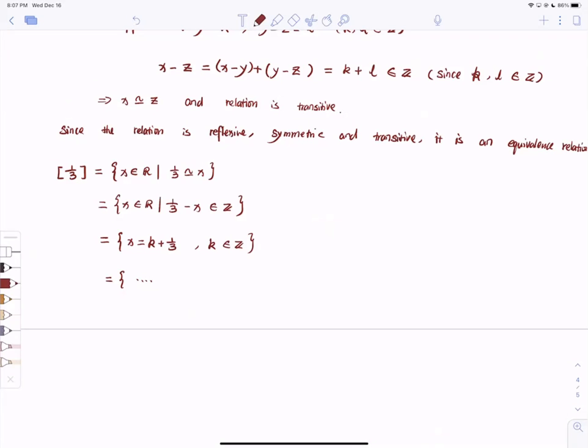Like negative 5 over 3, negative 2 over 3, 1 over 3. Yeah, both are okay, I think.